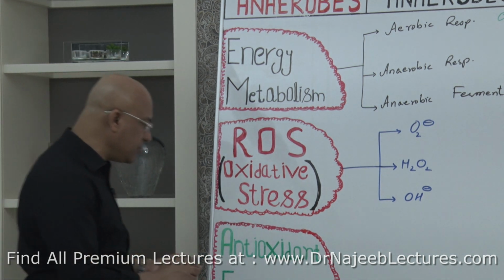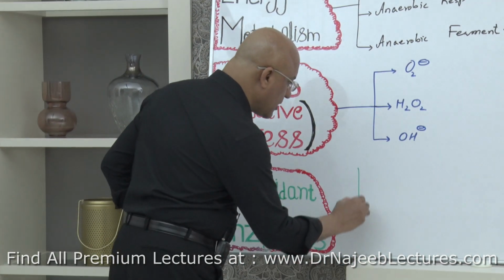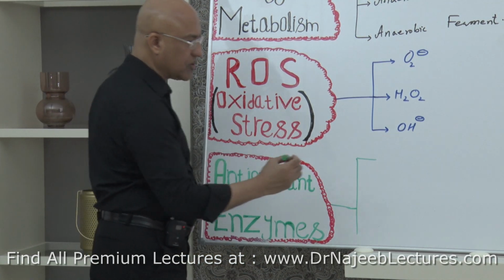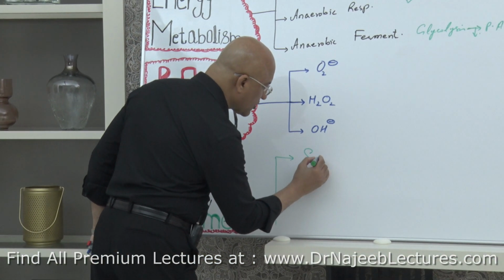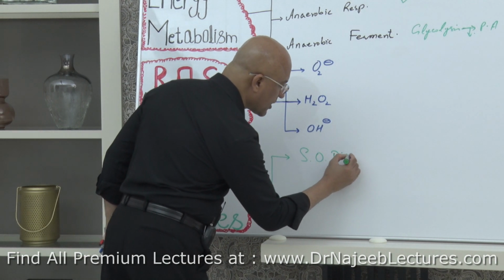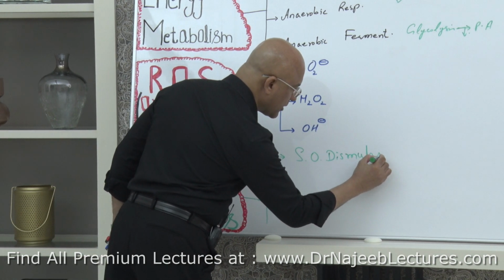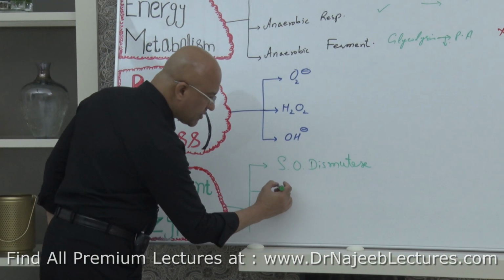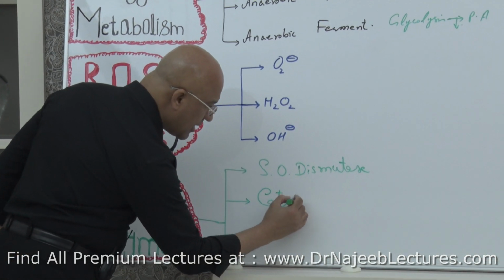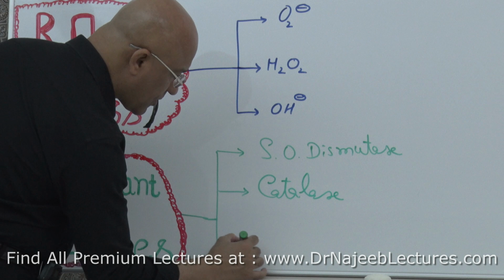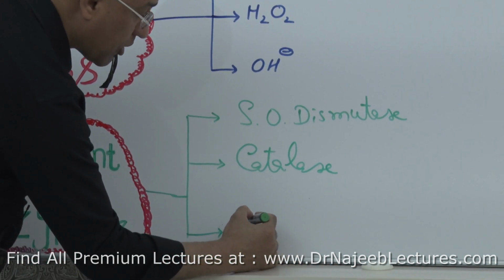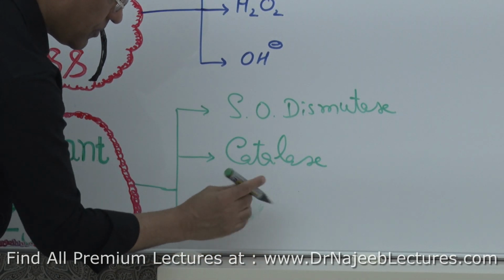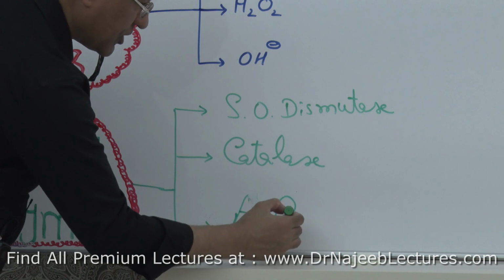There are special enzymes which neutralize these reactive oxygen species. The enzymes are superoxide dismutase. The second group of enzymes is, yes, catalase, and the third one is hydrogen peroxidase. Okay, I will write it down. Hydrogen peroxidases.